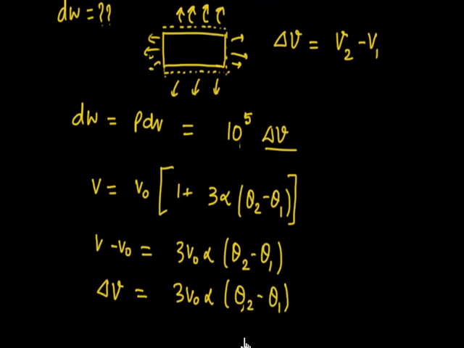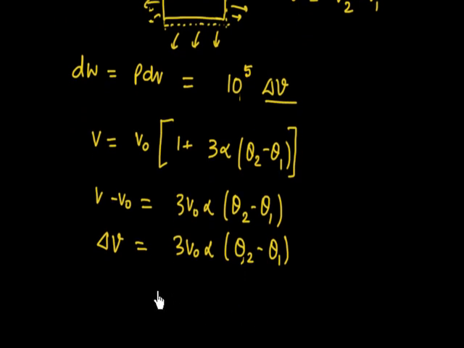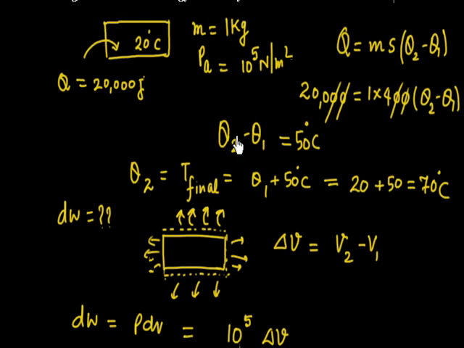Now theta 2 minus theta 1 I have already calculated. This value is 50. So 50 into 3, 150 V naught into alpha. So I have to know V naught and alpha. You see, that is given to you.